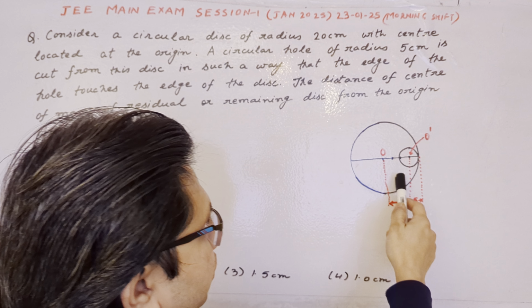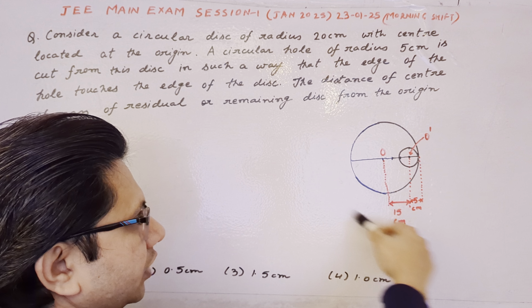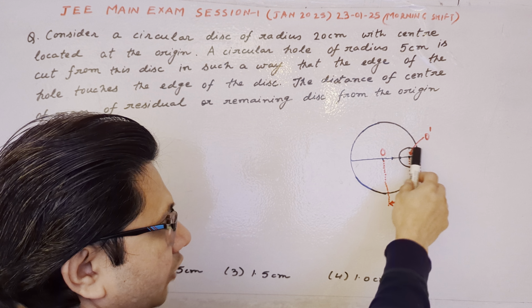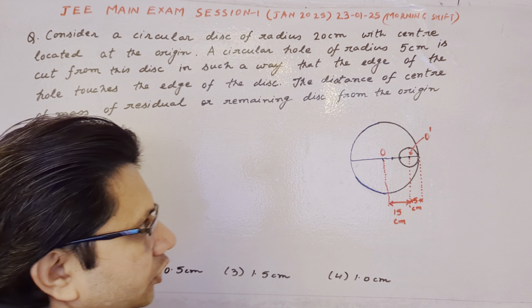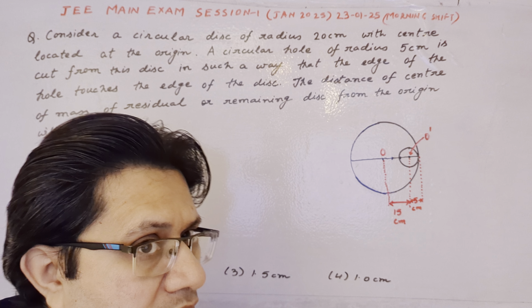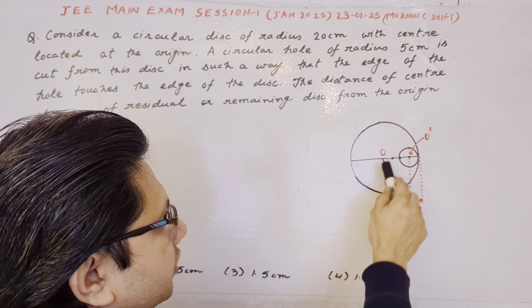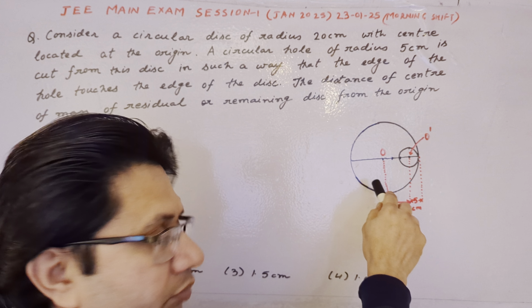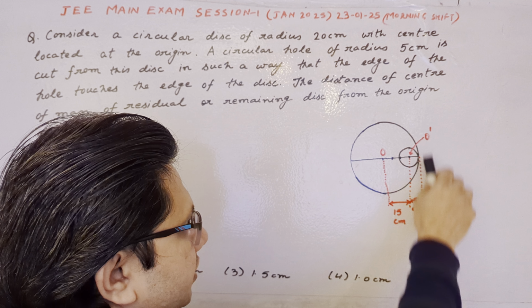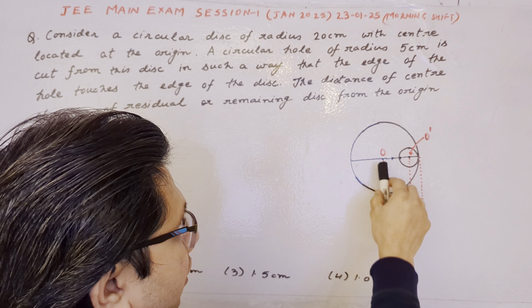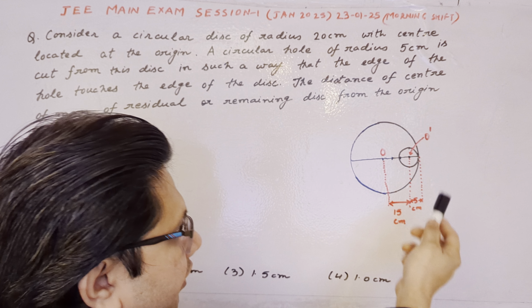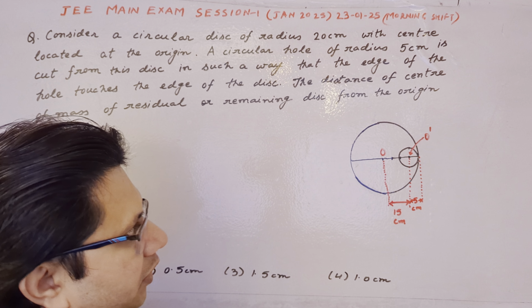And we have to find out the center of mass of the remaining disc. Remaining means after creating the cavity, what is the new center of mass? Before the creation of the cavity, the center of mass is exactly at the origin because the disc is assumed to be uniformly distributed mass. Now after the creation of cavity, we have to calculate the new center of mass.